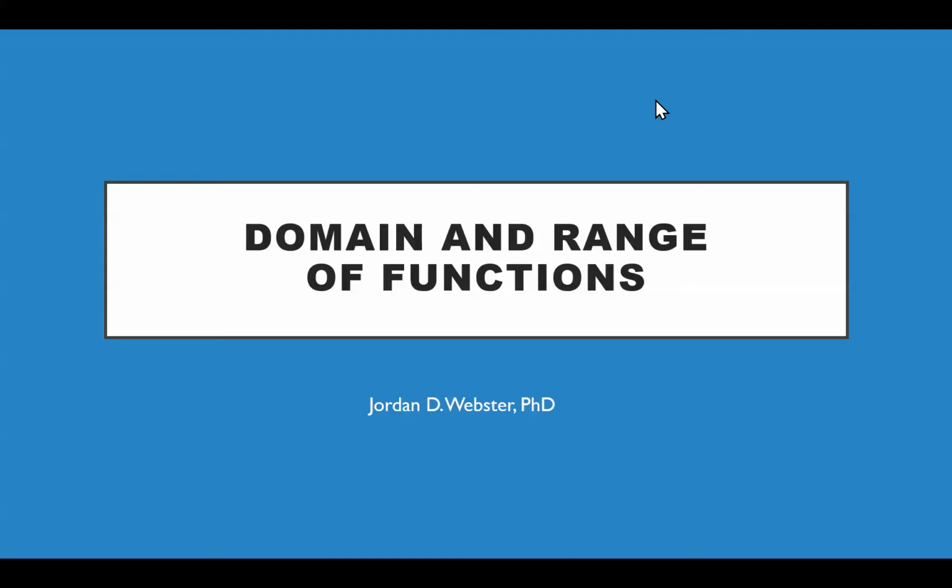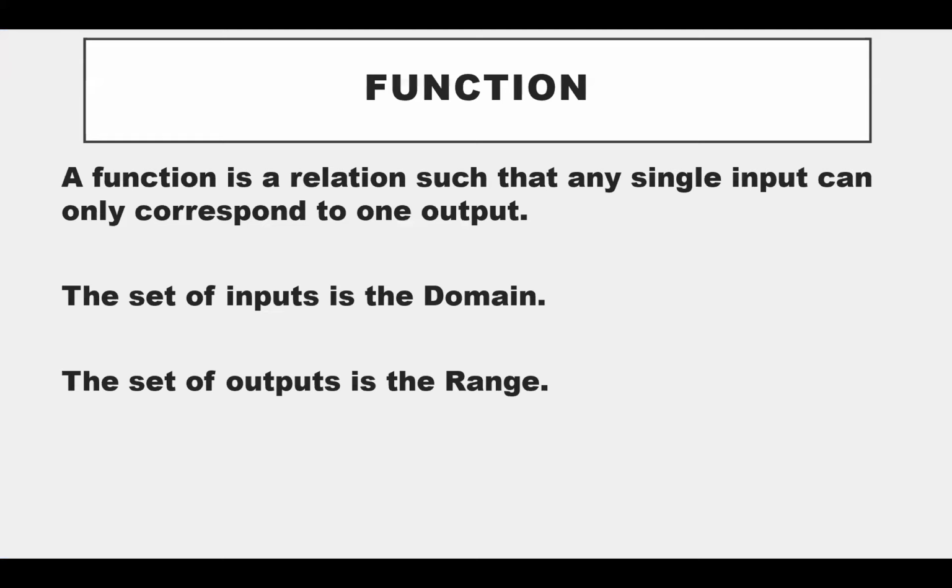In this video, we take a look at domain and range of functions. We saw in a previous video that a function is a relation where any single input can only correspond to one output. In other words, if I put in a number, it cannot go to two different places. We know the set of inputs is called the domain, and the set of outputs of the function is called the range.